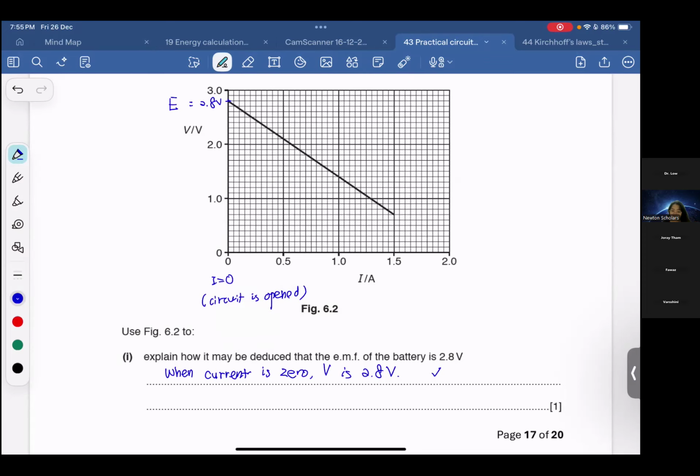Okay, next question. Calculate internal resistance. Can you guys calculate for me? Internal resistance. Do it right now.